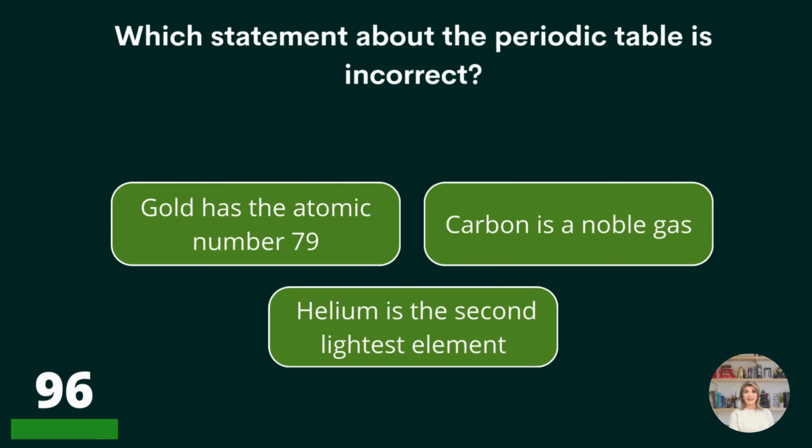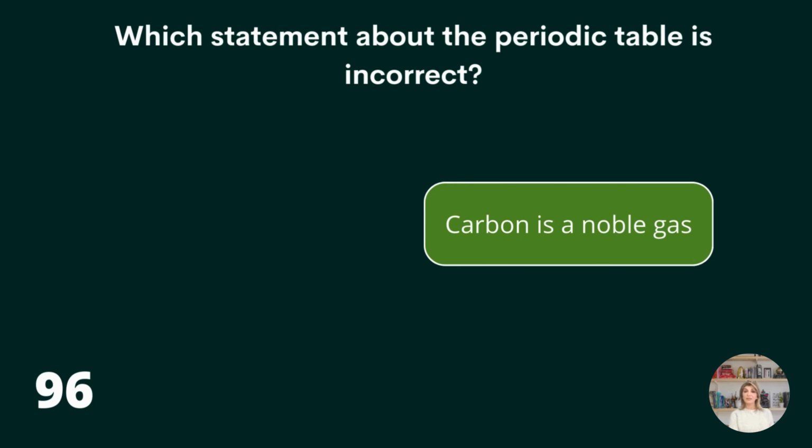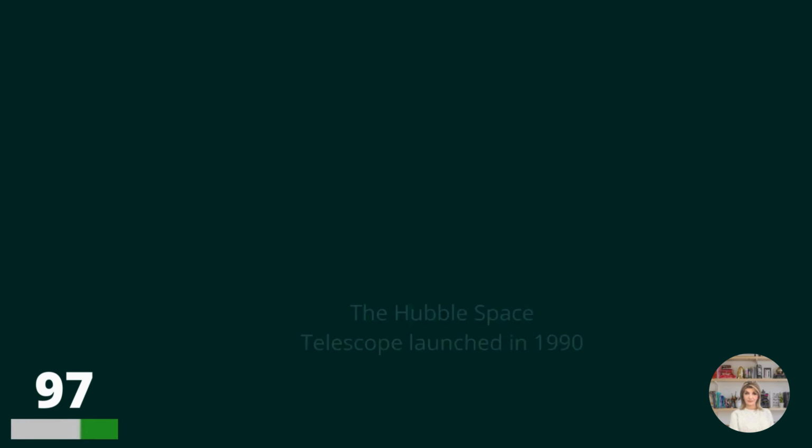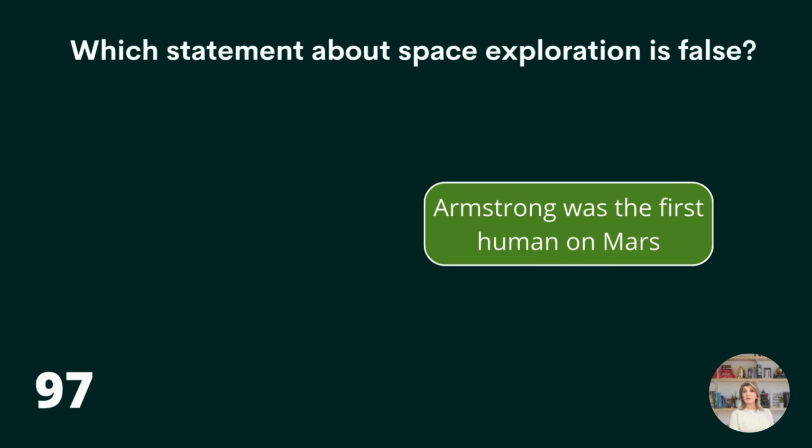Which statement about the periodic table is incorrect? Gold has the atomic number 79, carbon is a noble gas, or helium is the second lightest element. Carbon is a noble gas. Which statement about space exploration is false? Voyager 1 was launched in 1977, Armstrong was the first human on Mars, or the Hubble Space Telescope launched in 1990. Armstrong was the first human on Mars.